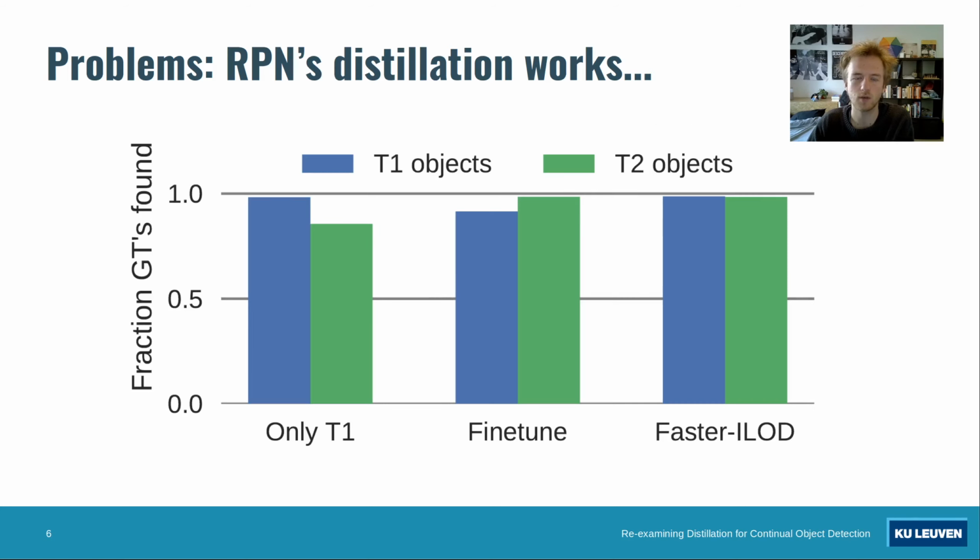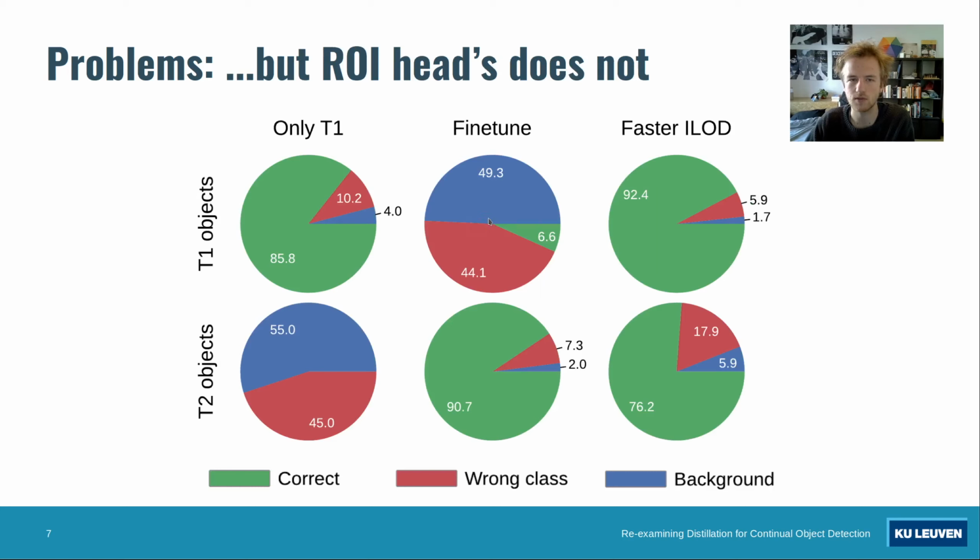So first we looked at the RPN. If you use Faster-ILOD, the method that I explained in the beginning, where you use distillation at all three stages, the RPN actually detects almost all ground truths after you've trained on a second task. Even if you fine-tune, so you don't use any continual learning method, you still find almost all of the objects after training on a second task, even though there's no method to remember the objects of the first task. So the problem is not in the RPN, but it is in the region of interest heads.